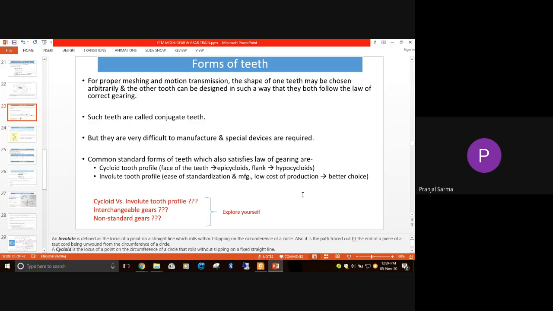Why? Because we already have ease of standardization as well as manufacturing, and it lowers the cost of production. So these are the two main reasons why involute tooth profiles are generally preferred even over cycloidal tooth profiles. You can go through involute as well as cycloidal tooth profiles in some more detail.